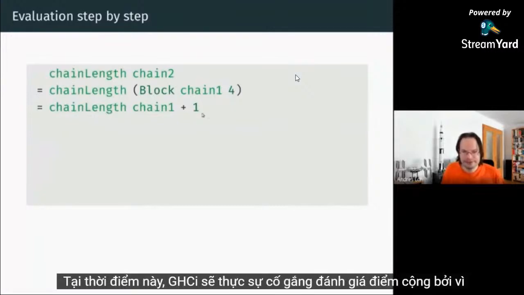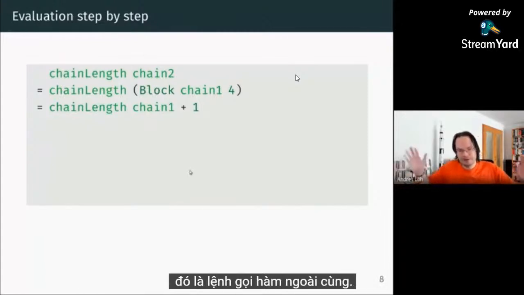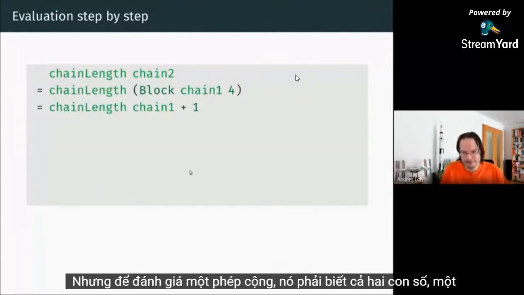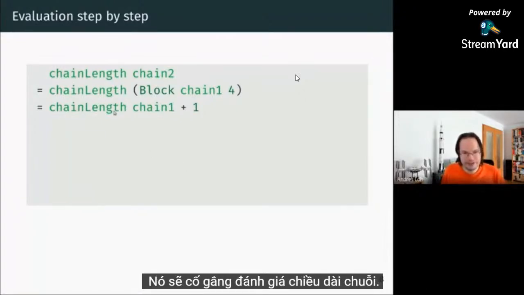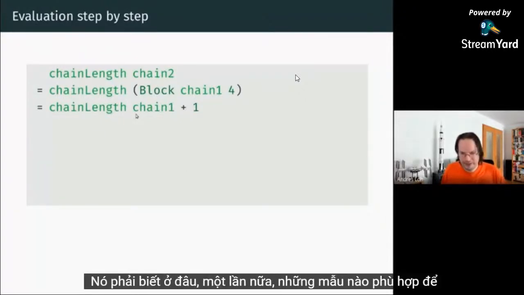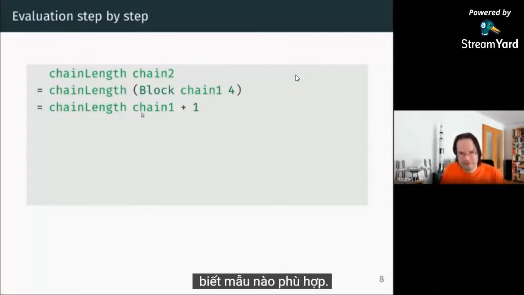At this point, GHC will actually try to evaluate the plus because it's the outermost function call, but in order to evaluate an addition, it has to know both the numbers, the one on the left and on the right. Because the number on the left is not known, it will try to evaluate chain length. In order to evaluate chain length, it has to know, again, which of the patterns match. In order to know which of the patterns match, it has to look at chain 1.